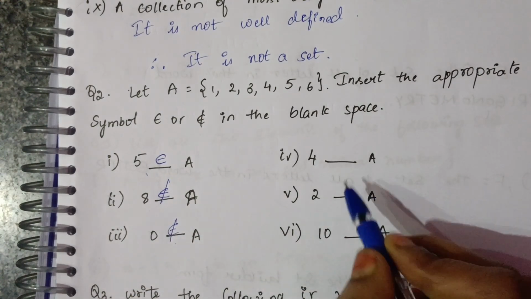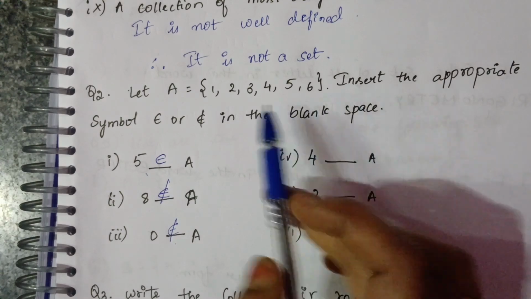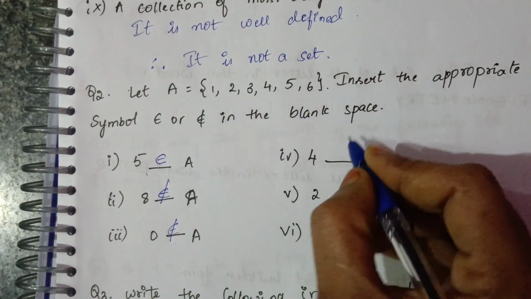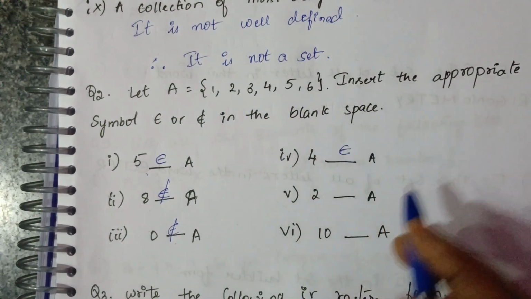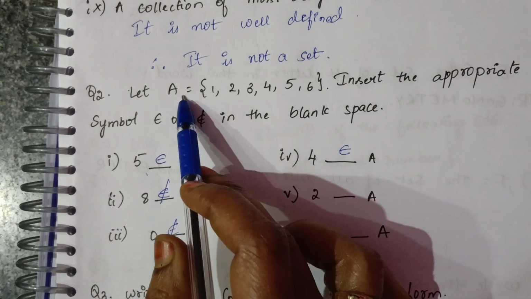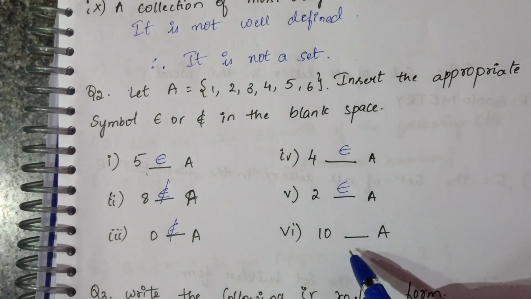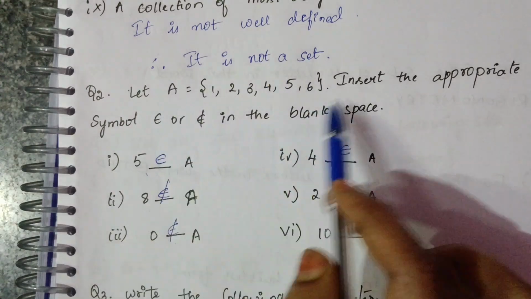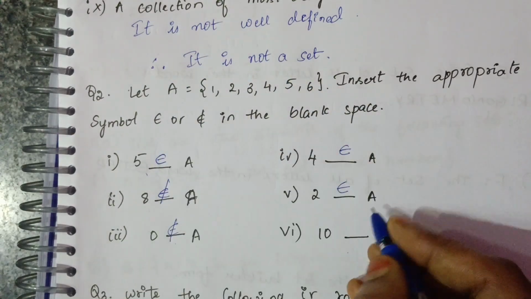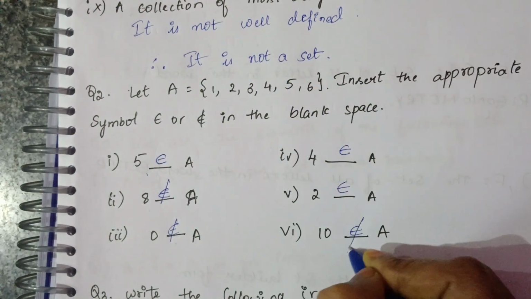Next, 4. Is 4 in the set A? Yes, so 4 belongs to A. And 2 is also in the set A, so 2 also belongs to set A. 10. Is 10 in the set A? No, 10 is not here. So 10 does not belong to set A.